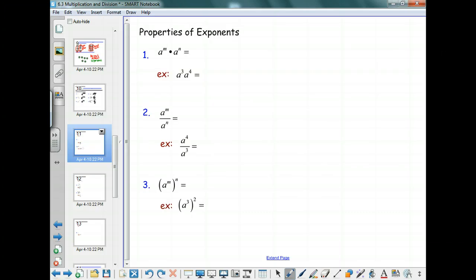All right, so the first one, the property that you remember says that this should be adding those exponents together. So let me talk about why. So what does a cubed mean? What does a to the 4th mean? Count for me. How many a's did you have? 7. So how do you get from 3 and 4 to a to the 7th? You add the exponents. So that's why.